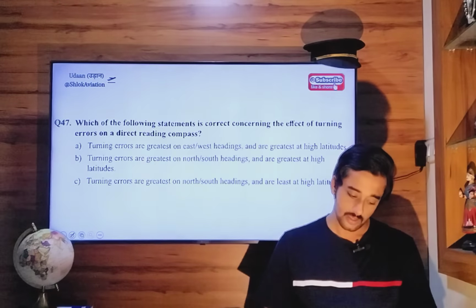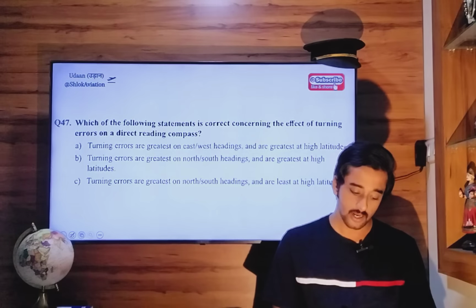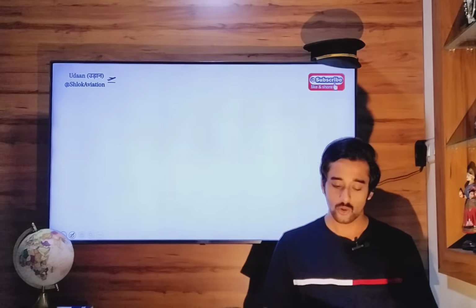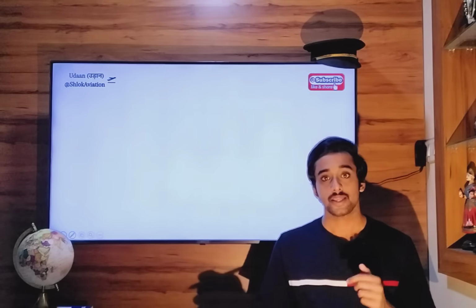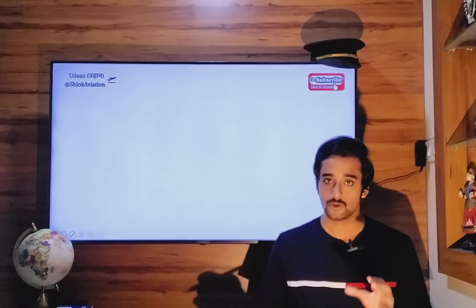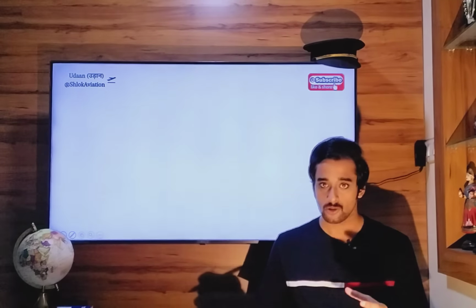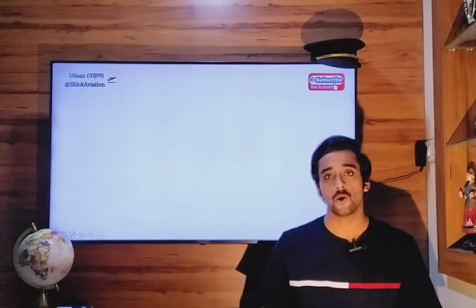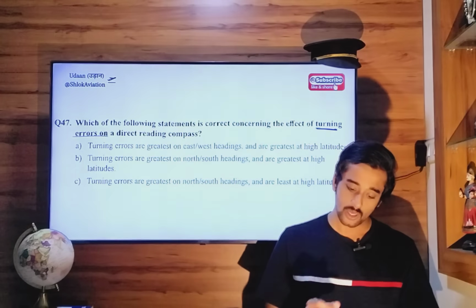Next. Which of the following statements is correct concerning the effect of turning errors on a direct reading compass? So we have two types of errors: turning errors on north and south headings, and they happen at very high latitudes. Turning errors are most prominent at high latitudes. Then we have acceleration deceleration errors, which happen on easterly and westerly headings. So here we are talking about turning errors.